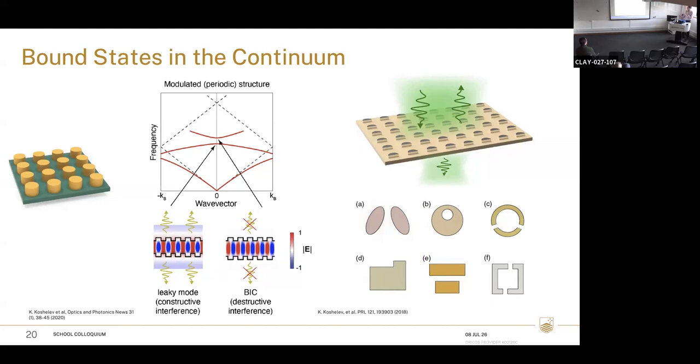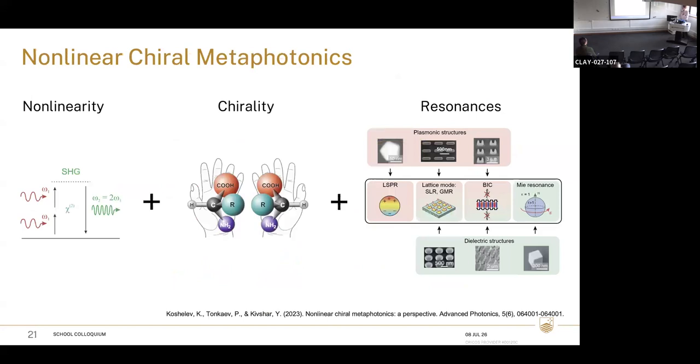So to reach this resonance and excite it, we have to break the symmetry, and then it becomes a quasi-bound state in the continuum mode. There are actually many other ways to achieve it. So we have to break this symmetry to achieve reachable quality factors. So basically, the idea of nonlinear chiral metaphotonics is to utilize metasurfaces for controlling chiral harmonic generation.